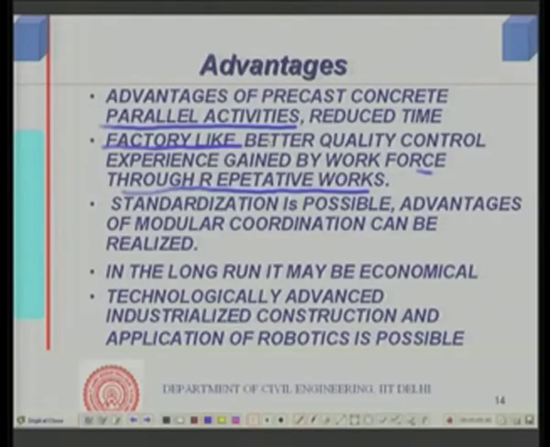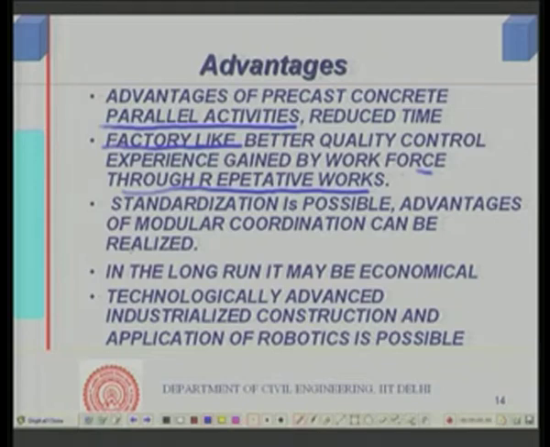Standardization is possible, you can standardize the sizes, or rather you should use it where standardization is actually possible. Buildings are not necessarily look alike, but if you can standardize certain things, there are big advantages. And modular coordination can be realized, which I will mention later on. It may be economical in the long run, because you are producing the same thing again and again.